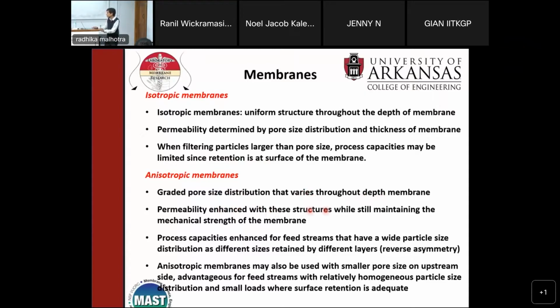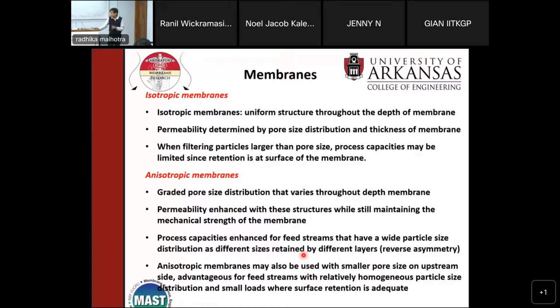Permeability is enhanced with these structures while still maintaining the mechanical strength of the membrane. We talked about that, right? You have a barrier layer, so they're asymmetric. Process capacity is enhanced for feed streams that have a wide particle size distribution, as different sizes are retained by different layers, and that's this reverse asymmetric idea.